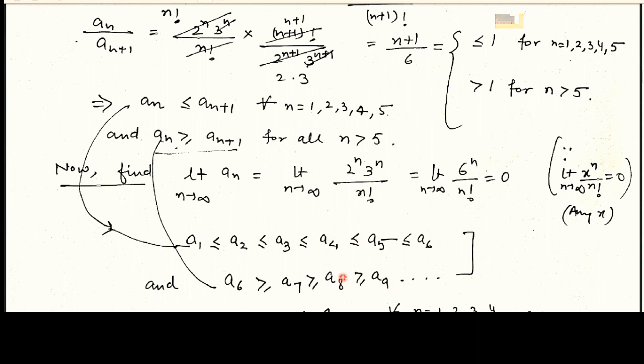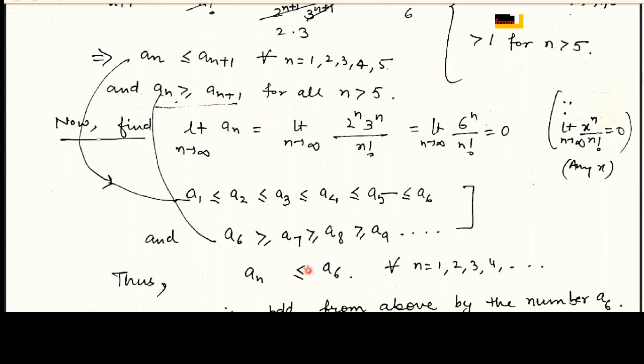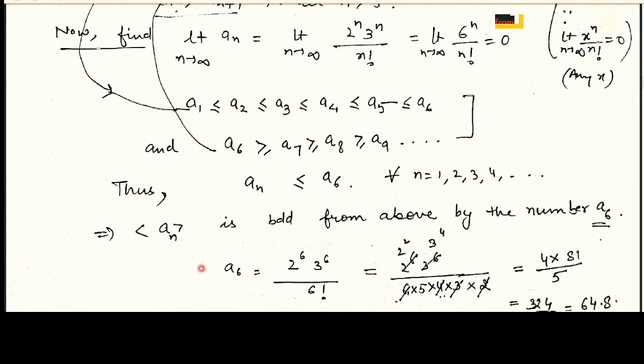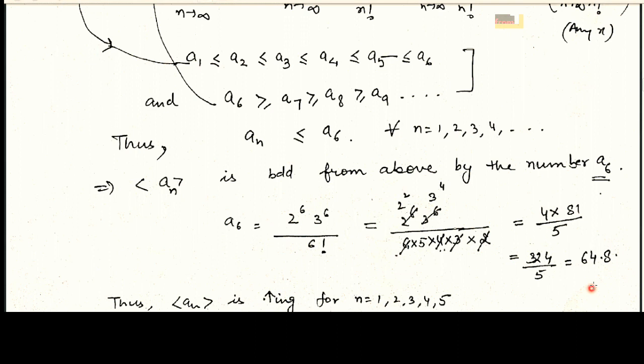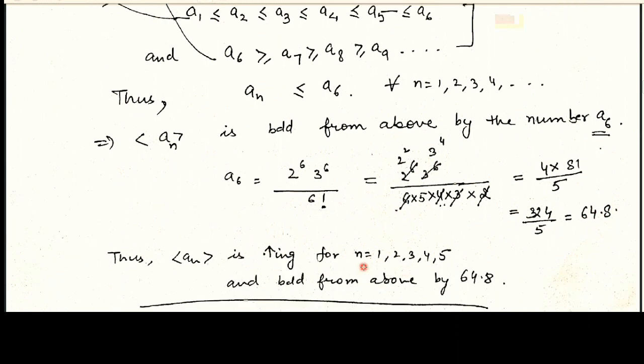When you combine these two, what will you have? Every term is less than or equal to a6. Our a6 is the biggest term of this sequence, right? Each number of the sequence is less than or equal to a6. So our sequence is bounded above by the number a6. Now you just put n to be 6 in the given sequence. You will get the value of a6. You just simplify this. This is 64.8. So our sequence is increasing for n varying from 1, 2, 3, 4, 5, and it is bounded from above by the number a6, which is 64.8.